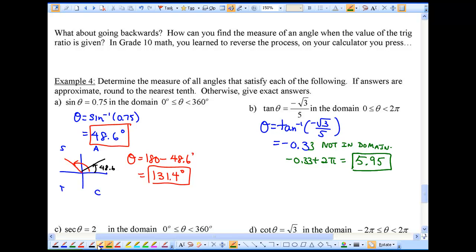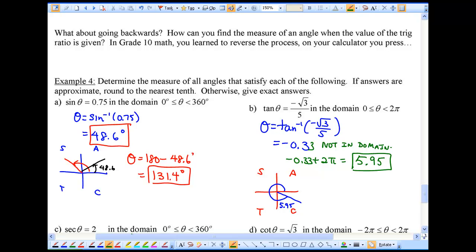This is where that ASTC thing comes into play again. All students take calculus. Well, this is a tangent ratio. It's negative, so it must be in quadrant 4, especially when that number is so big. So this must be 5.95.